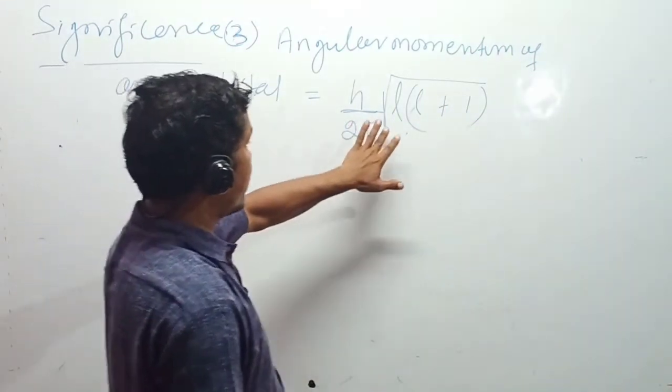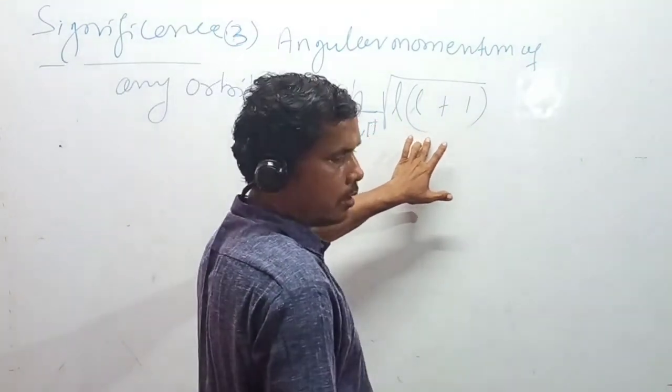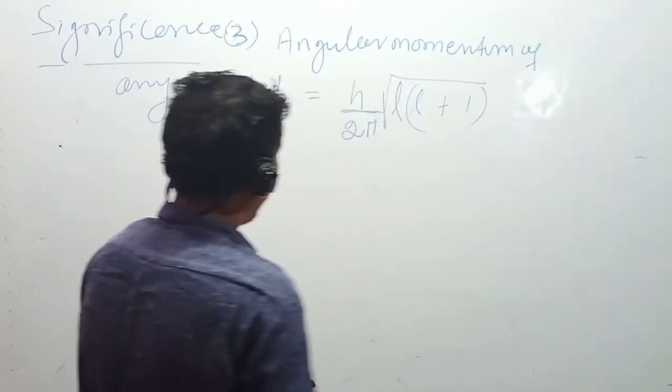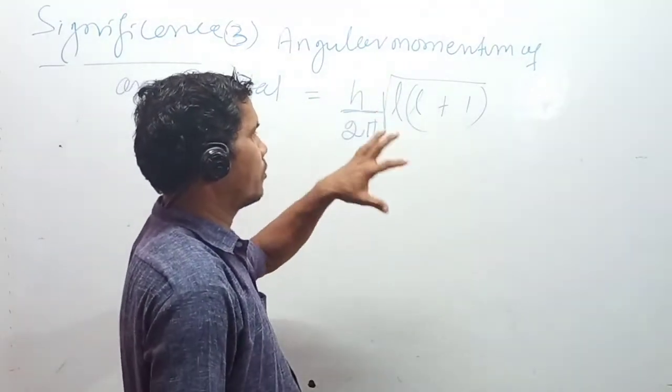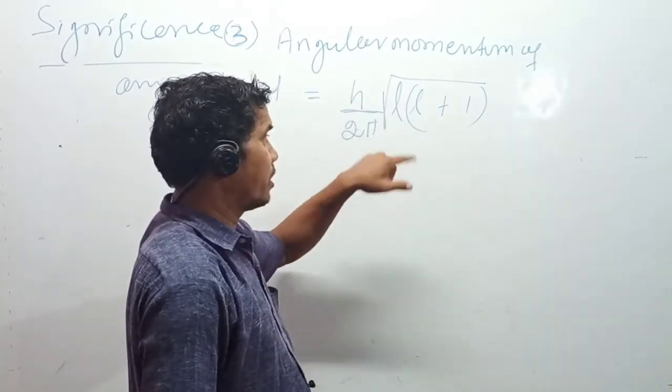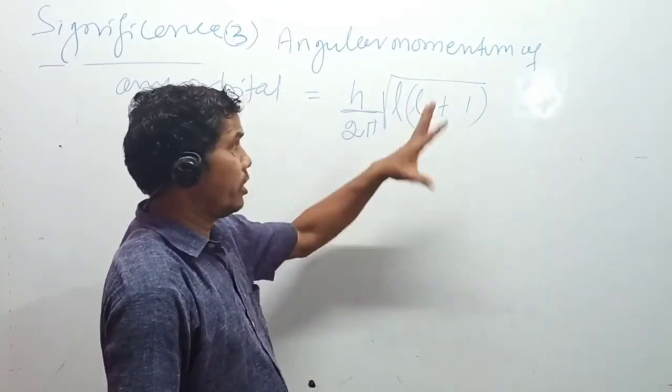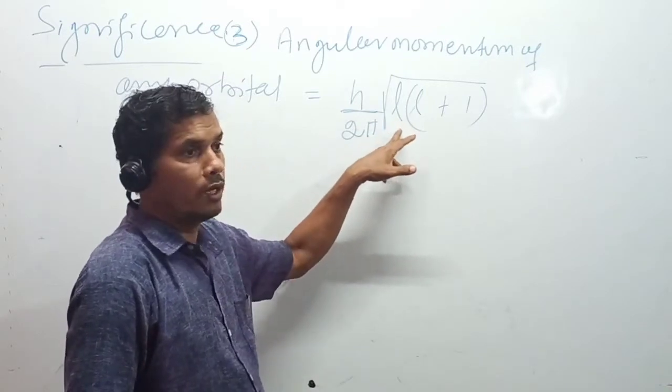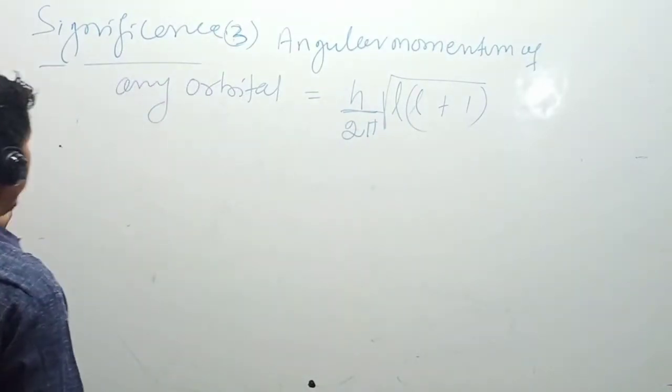So L stands for the azimuthal quantum number. By knowing this azimuthal quantum number, suppose you have to calculate the angular momentum of p orbitals, s orbital, or any orbital, you have to put the value of L only here.